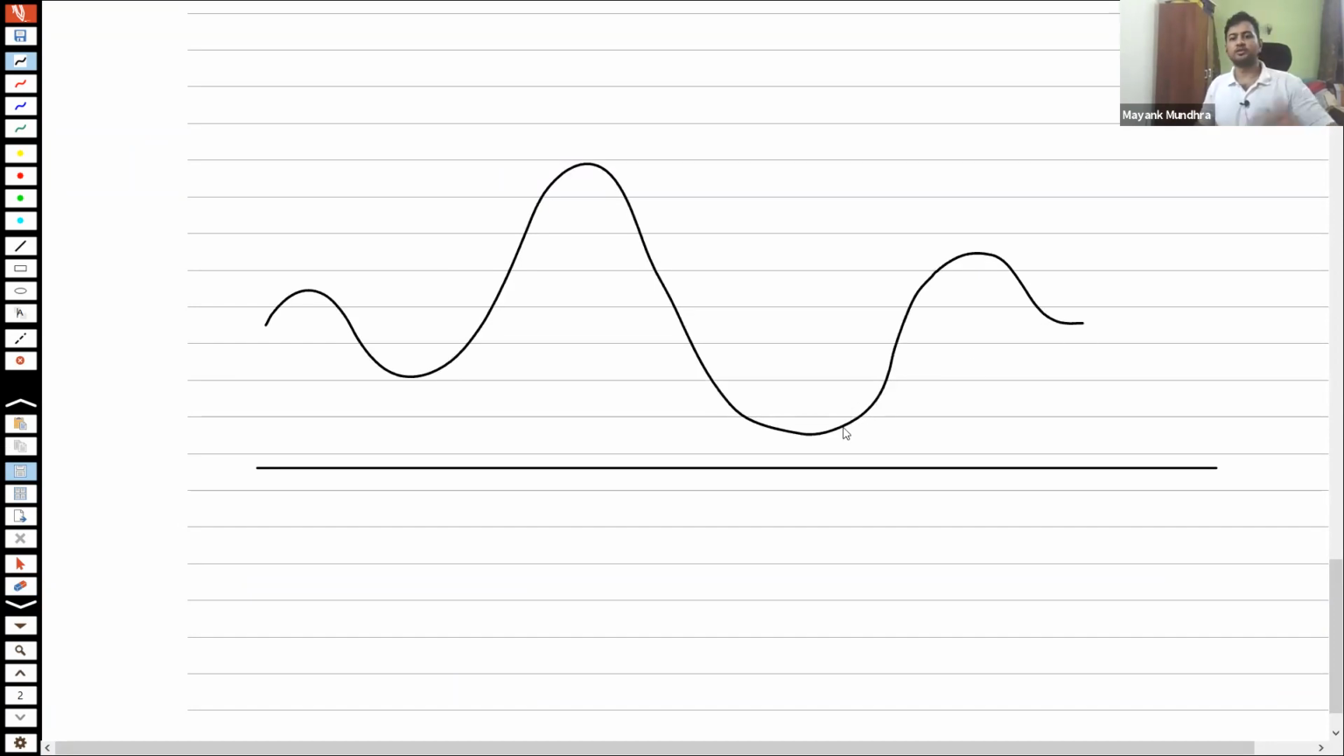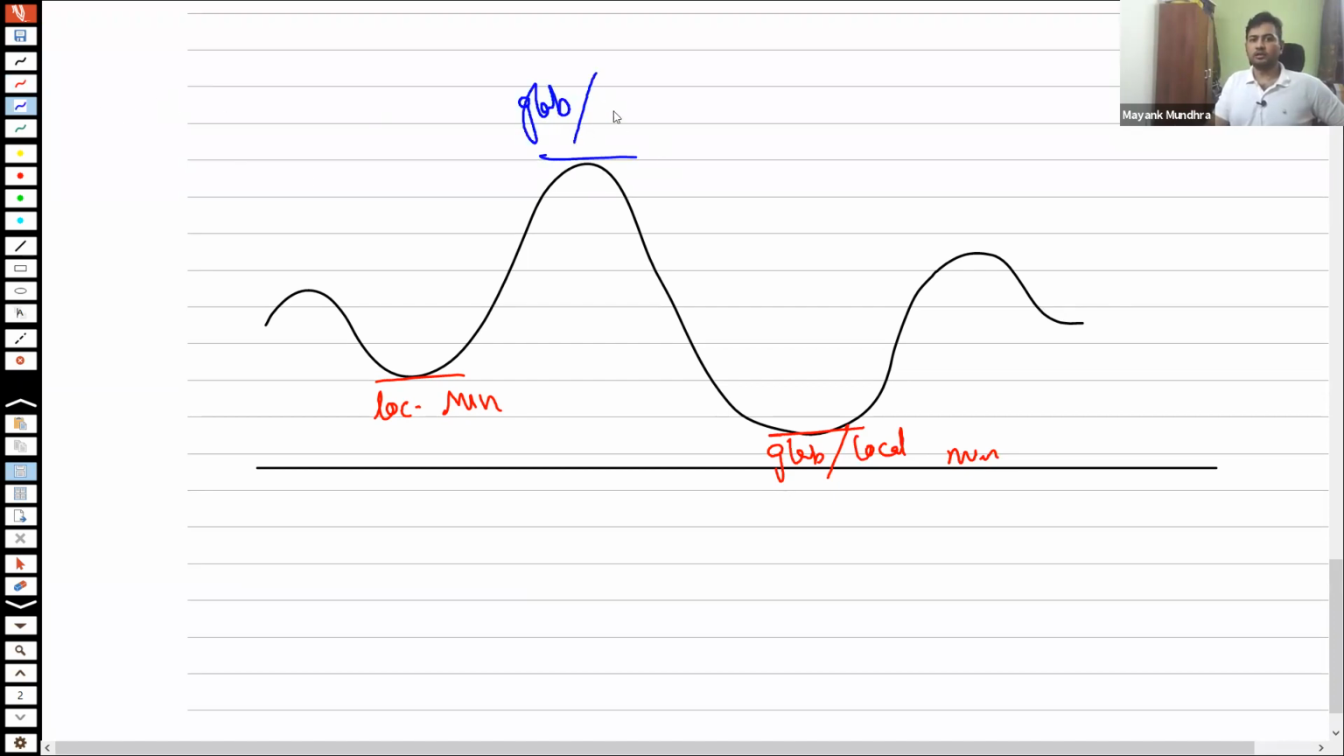Okay, so let's say you have a function like this. So I know that this is a local minima. This is a global slash local minima. Okay, and this is a global slash local maxima, whereas these two are just local maxima.